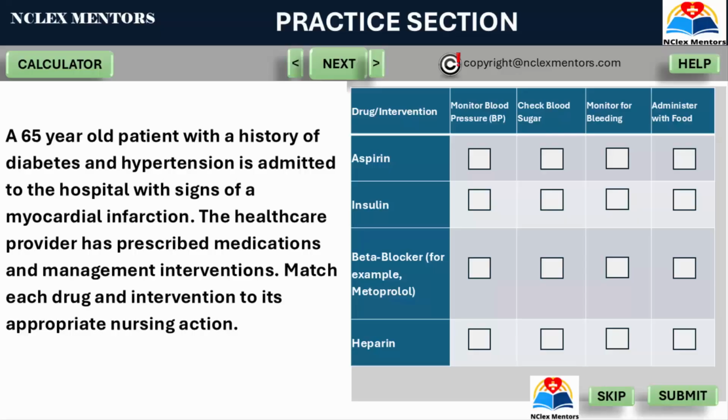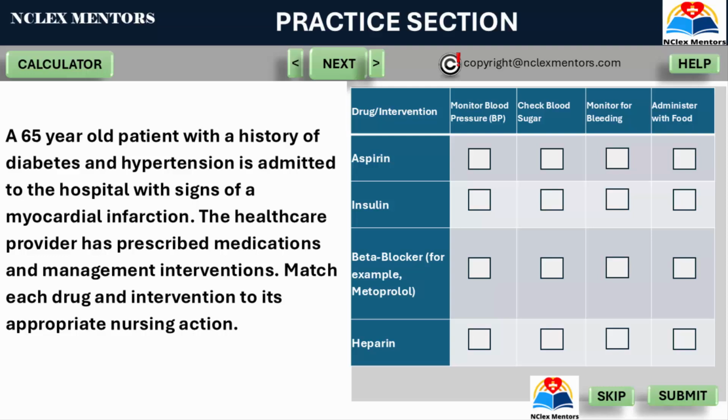A 65-year-old patient with a history of diabetes and hypertension is admitted to the hospital with signs of a myocardial infarction. The healthcare provider has prescribed medications and management interventions. Match each drug and intervention to its appropriate nursing action. The table is given to you.